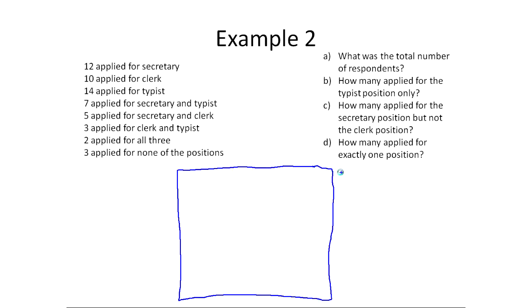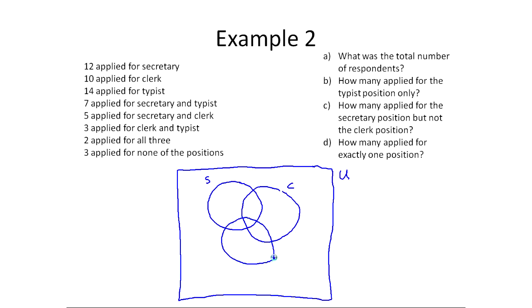So this is everybody that responded to the ad, whether they applied for one of the listed jobs or not. And then we could have 3 sets. This would be all the people that applied for secretary, all the people that applied for the clerical position, and then all the people that applied for the typist. Notice I made sure all 3 overlapped in the center because there were people that applied for all 3.